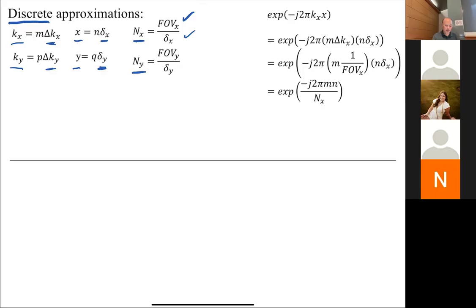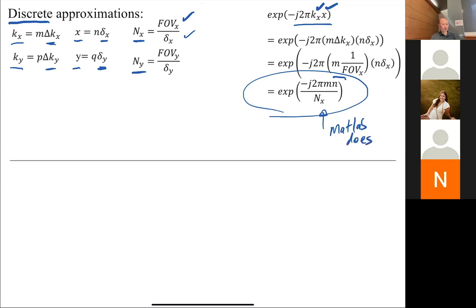And if I do that, what it means is I can take something like this, where kx and x are continuous, and at the end of the day, I get something like that. A complex exponential with minus j 2 pi mn over nx. Okay. And this is really nice because this is essentially what, if you look under the hood, MATLAB does. Okay, when you ask MATLAB to do a 2D FFT, it just has complex exponentials of this form. All right.